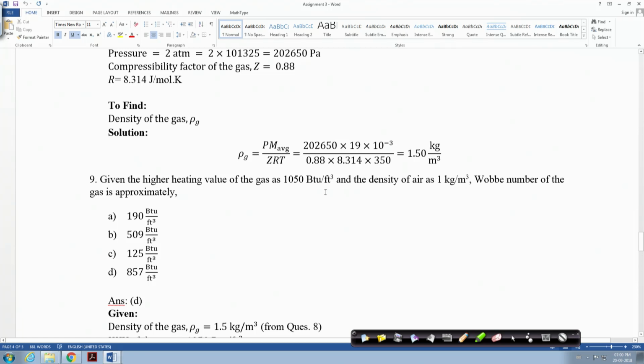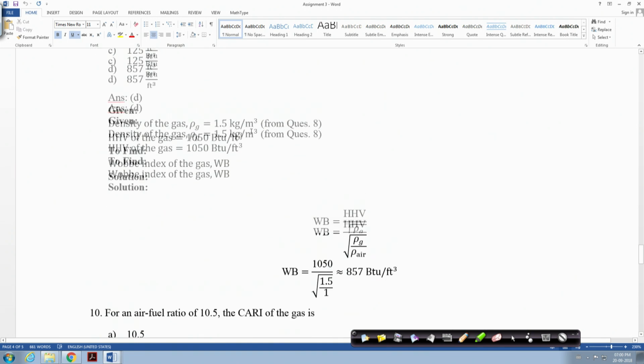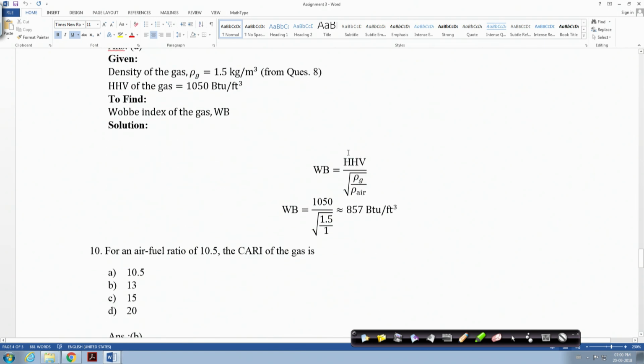Now next we come to the heating value of the gas. In this case the heating value is found from this particular heating value, and you have been asked to find out the Wobbe number. The Wobbe number, as you know, is found from the high heating value of the natural gas with this particular formula.